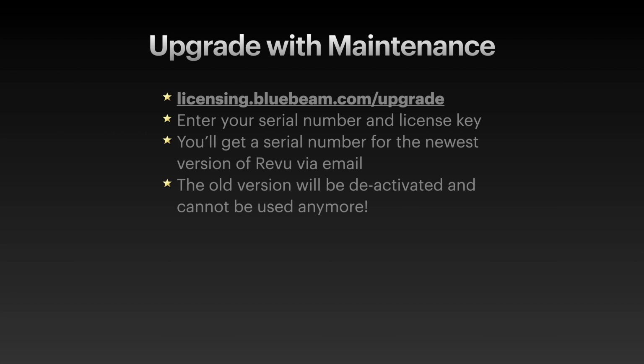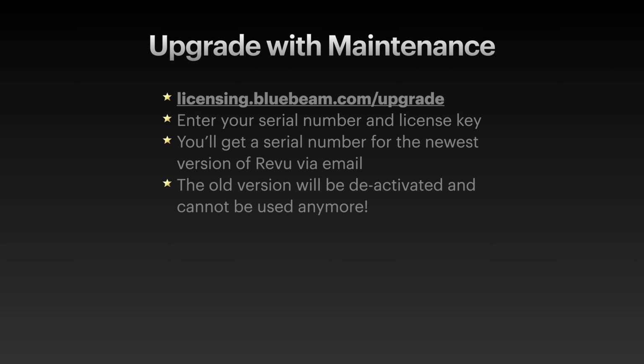Again, that only works when maintenance is running. If you don't have maintenance, you will need to go to our online shop and buy an upgrade, sorry. So if you have maintenance, go to licensing.bluebeam.com/upgrade, enter your details and you'll get a new serial number.